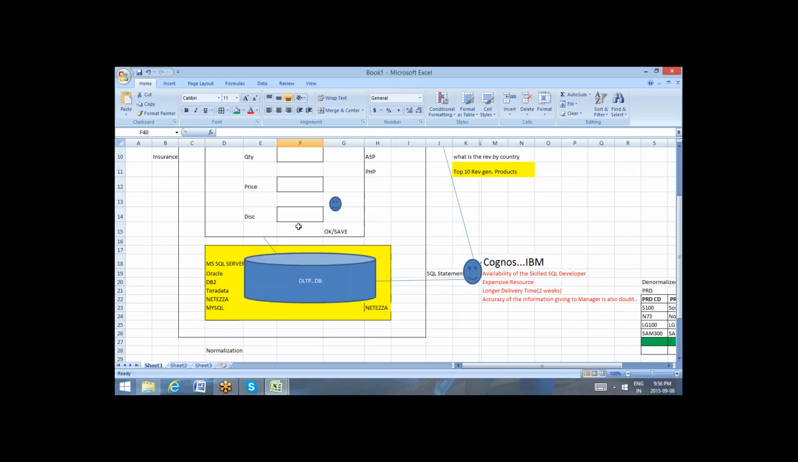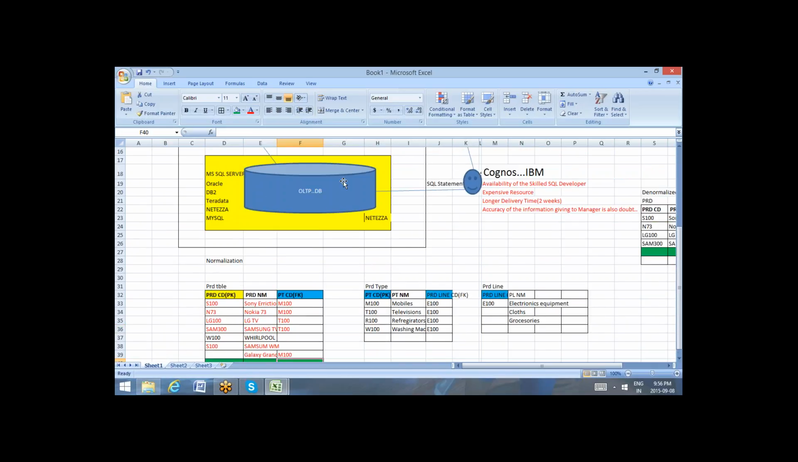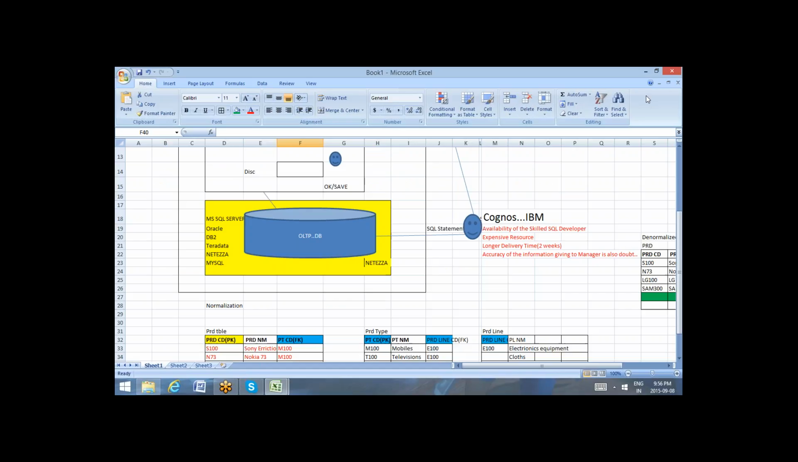That is one of the requirements. That's why the data modelers who are responsible for designing the database follow normalization techniques to design the database tables in case of OLTP applications. Is that clear? Any questions?